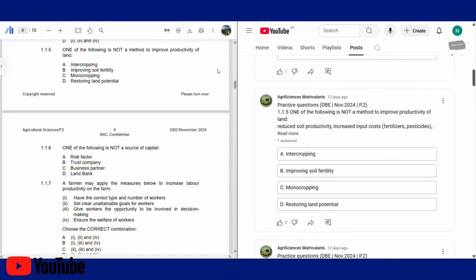One of the following is not a method to improve the productivity of land. A, we have intercropping. B, we have improving soil fertility. C, we have monocropping. D, we have restoring the land potential.